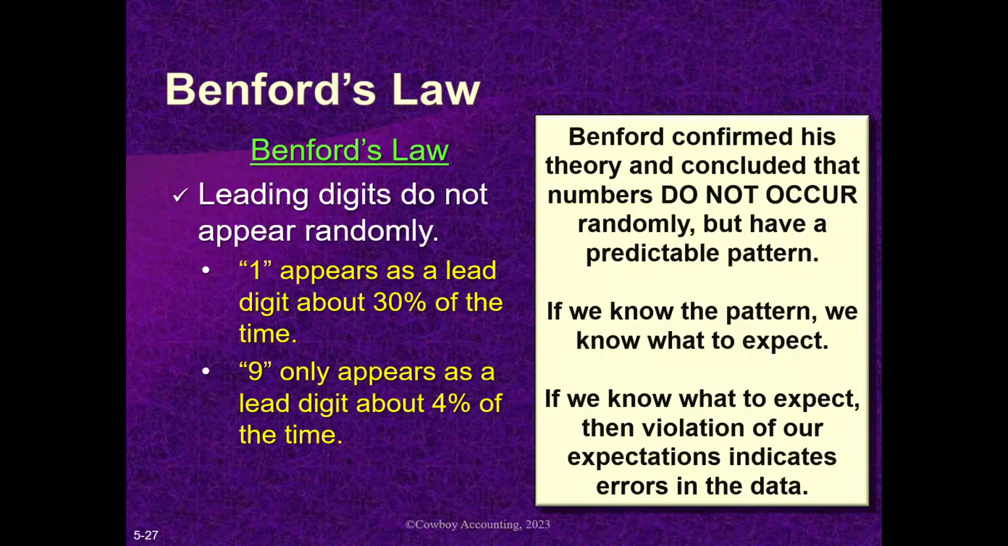If we know the pattern, we know what to expect, and if we know what to expect, then any violation of our expectations would indicate that there's a problem with that data, and it would lead us to want to ask the question, where's the problem and why is it occurring, right?